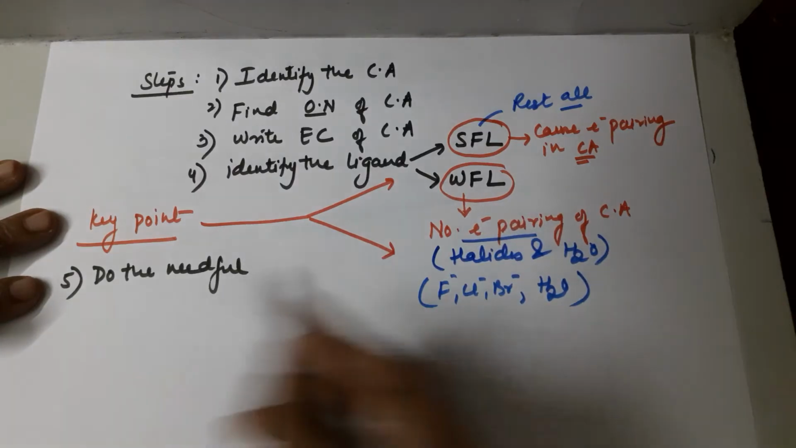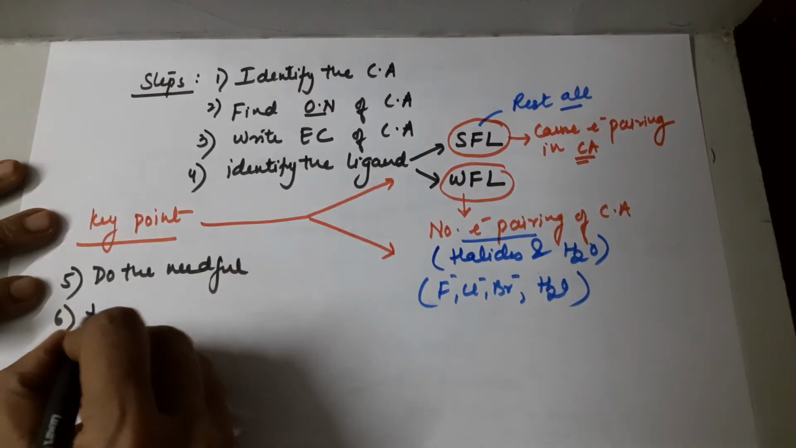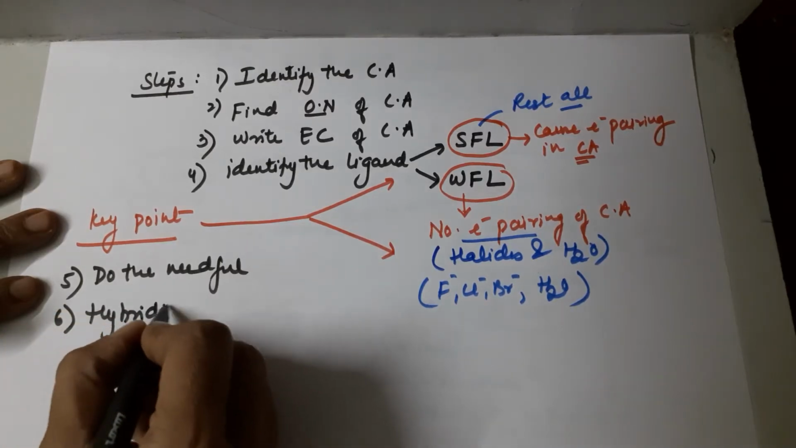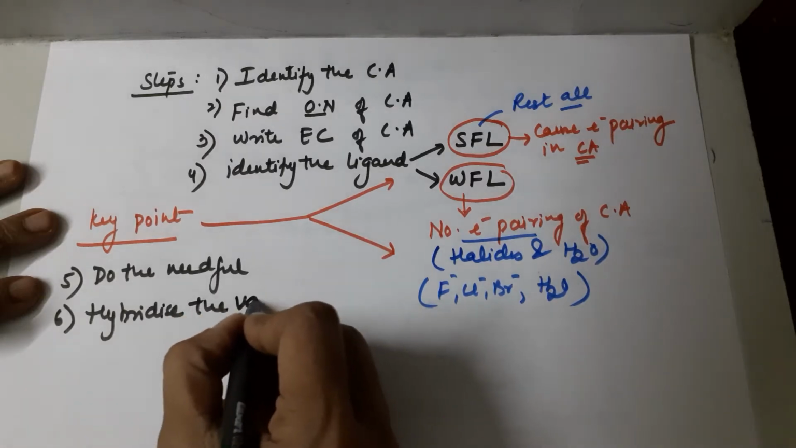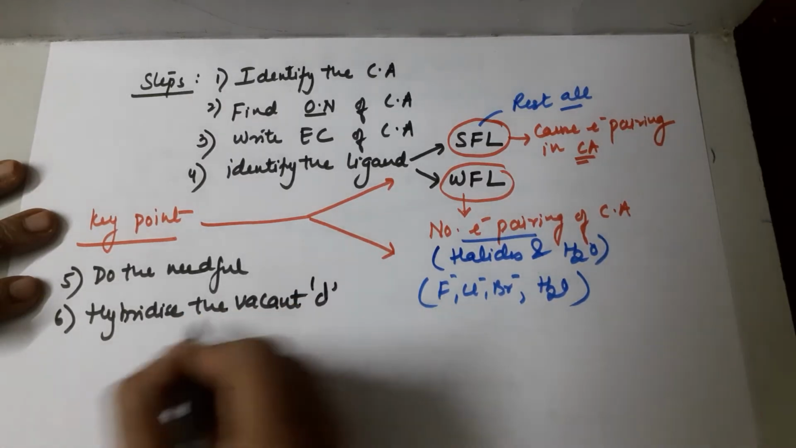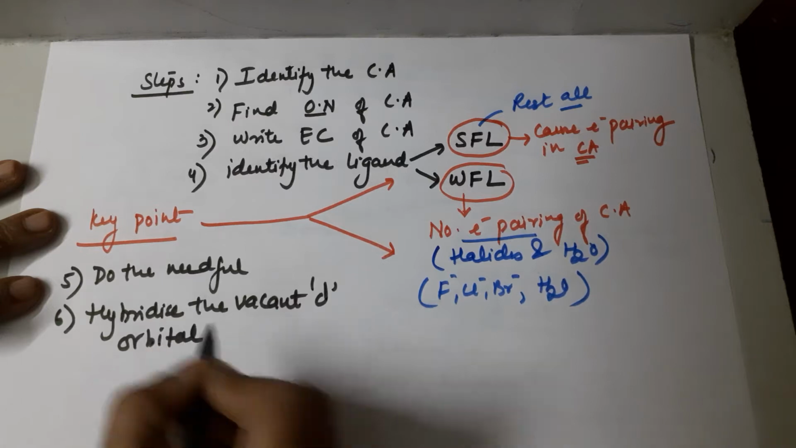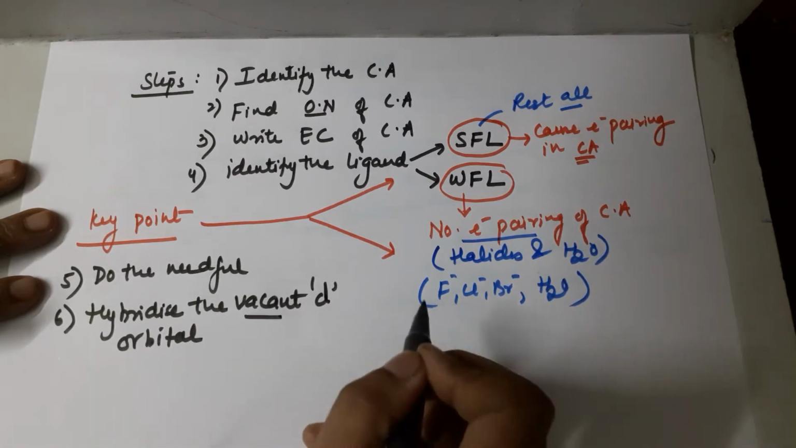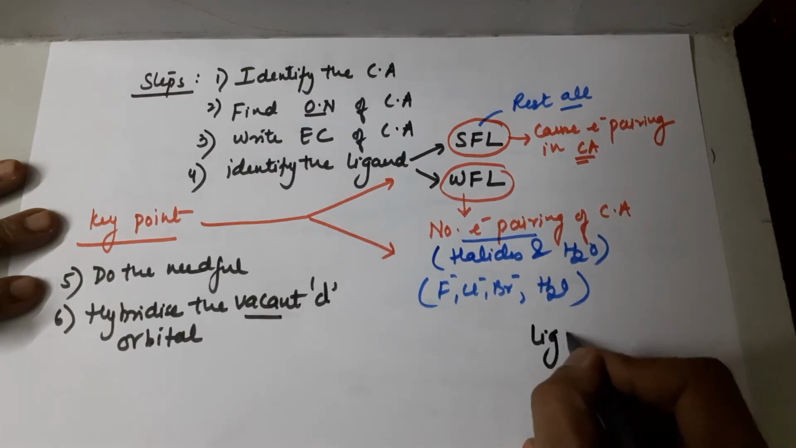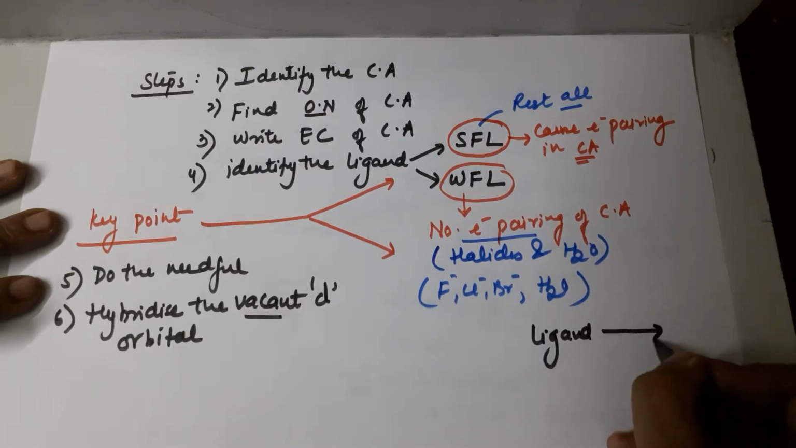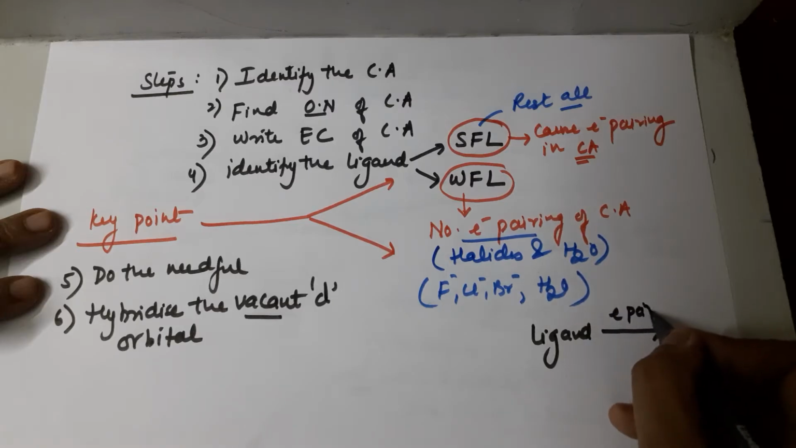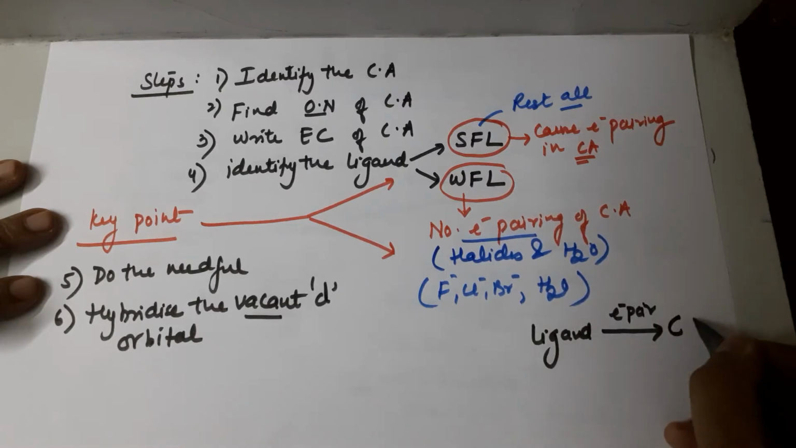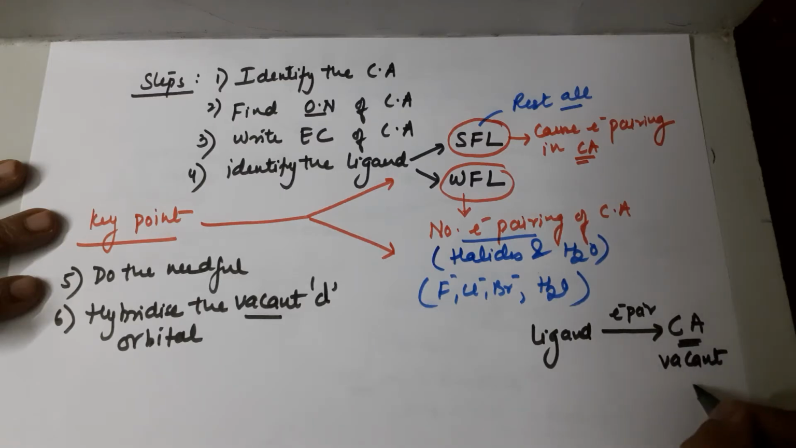After that, the sixth point is you will hybridize the vacant d orbitals. Now, why are we hybridizing vacant d orbitals? The reason is we have to form a coordinate bond. And for the coordinate bond, as I had told you, the ligand will use its electron pair for the coordinate bond with the central atom. So the central atom has to have a vacant d orbital or a vacant orbital.